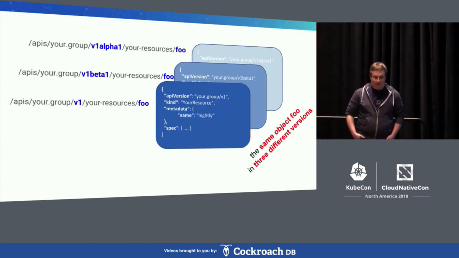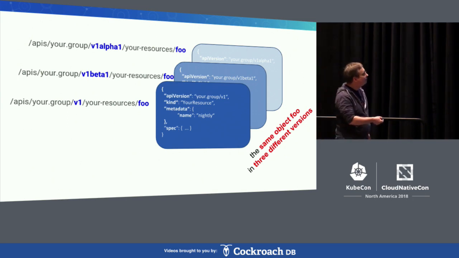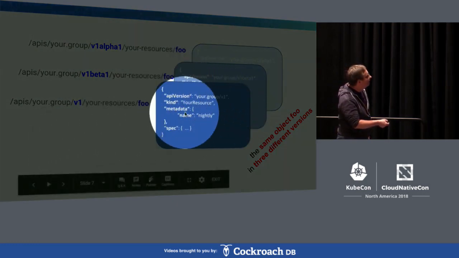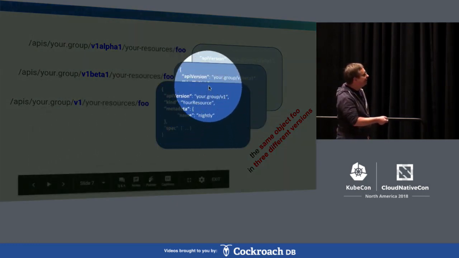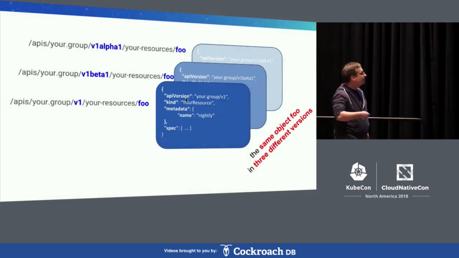I'll hand it to Stefan. Yeah, a bit of background about versions. Versions are representations of the same resource. So on the slide here, I have one object. It's called your resource. And it's actually the same, just three different representations. So when you create an object using v1, you can get the same object again in v1beta1 or v1alpha1 in this example. So it's important: it's one object, just representations, nothing else.